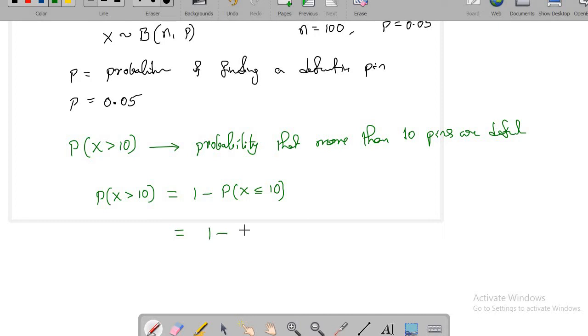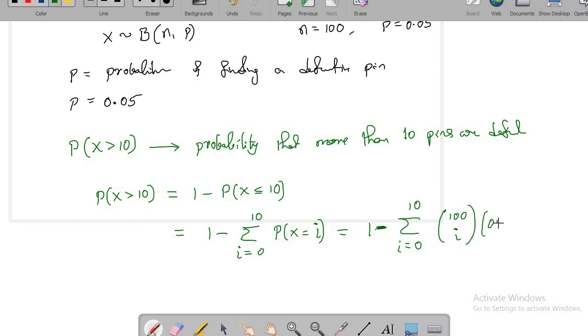So now you know how to do it. 1 minus the summation i equals 0 to 10 of the probability that X is equal to i. Less than or equal to 10 means you need to take 10, 9, 8 up to 0, right? So this is 1 minus the summation i equals 0 to 10 of 100 choose i into 0.05 to the power i into 1 minus 0.05, that is 0.95, to the power of 100 minus i.